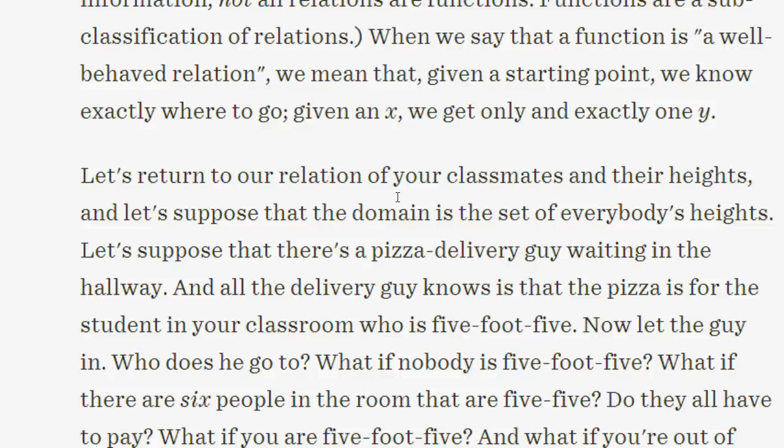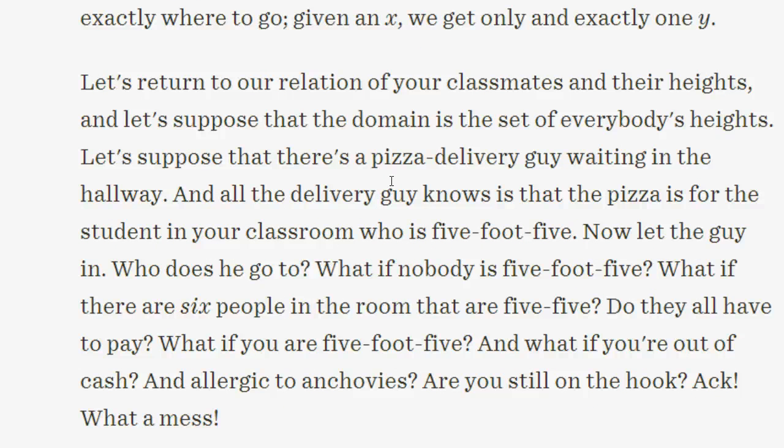If we return to your classmates and their heights, let's suppose the domain is a set of everyone's heights. And let's suppose there's a delivery guy waiting out in the hallway, and the delivery guy knows that the pizza is for a student in your class who's 5'5". Now let the guy in. Who does he go to? What if no one is 5'5"? What if there are 6 people in the room that are 5'5"? Do they all have to pay? What if you are 5'5"? And what if you're out of cash and allergic to anchovies? Are you still on the hook? What a mess.